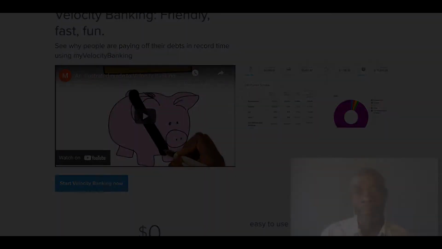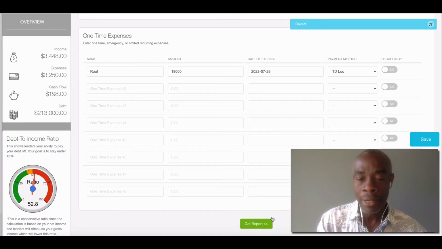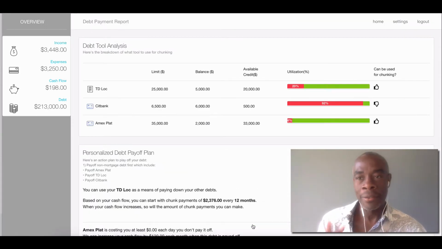Let's get right into it. After you've entered all your information, then you hit get report. The get report is where the magic actually happens. Here's where the velocity banking report actually happens for you.